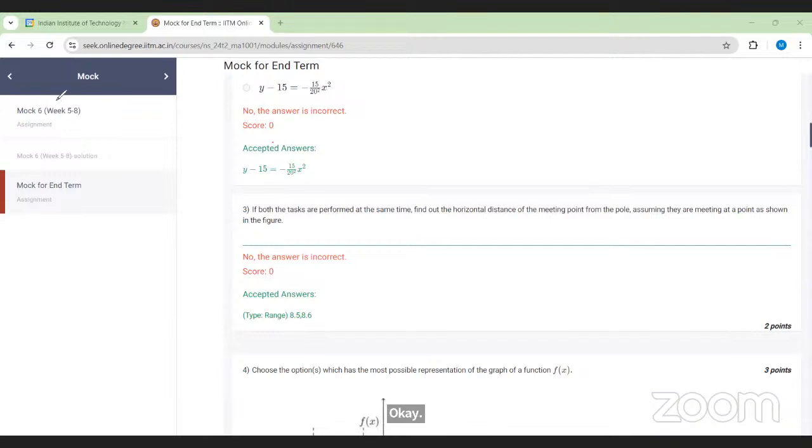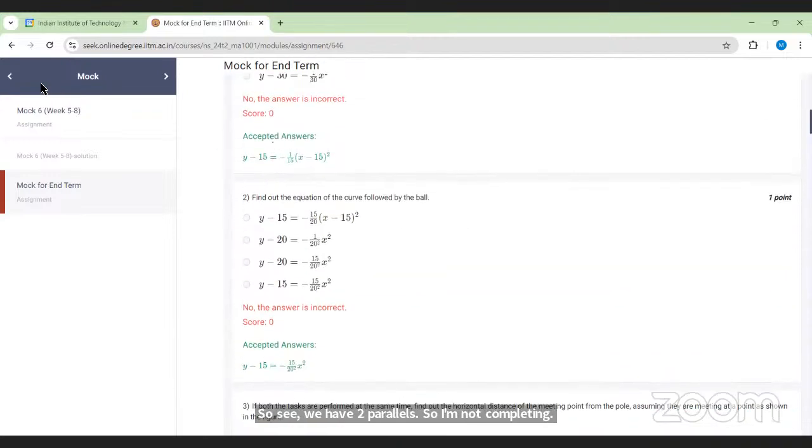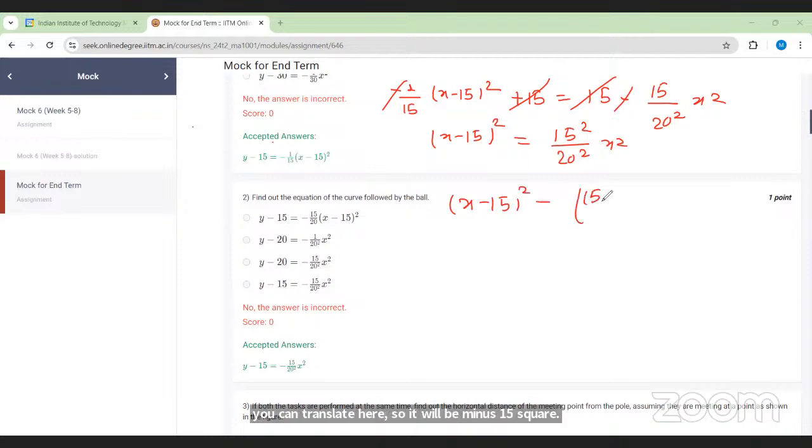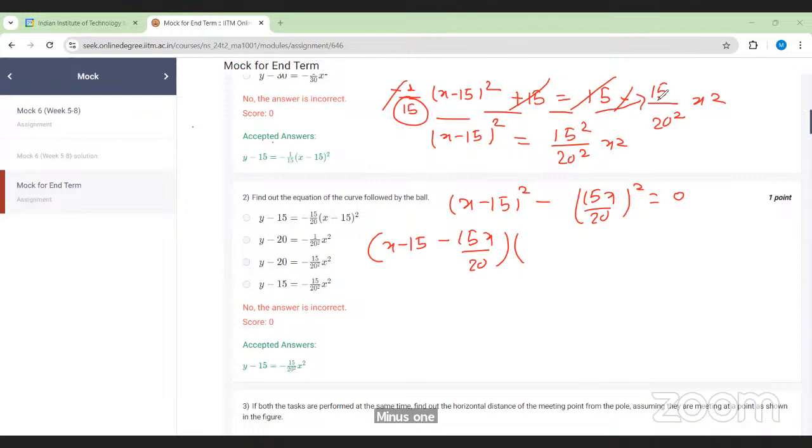Okay. So see, we have two parabolas. For the second one, the last one is the answer. So it's minus 15, x minus 15 square plus 15. I'm just equating two parabolas. So it will be 15 minus 15 by 20 square. So this plus 15 will get cancelled out. This minus sign will get cancelled out. So it will become simply x minus 15 square is equal to 15 square upon 20 square x square. So you can transpose here. So it will become x minus 15 square minus the whole square of 15x upon 20 is equal to 0. Correct? And here you can use the formula a square minus b square.